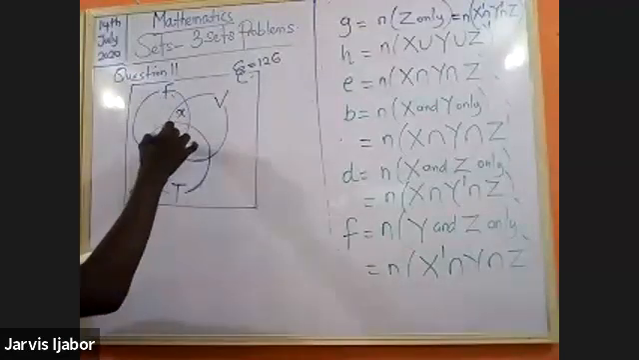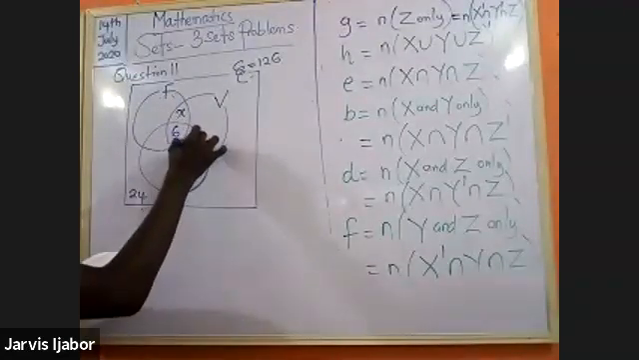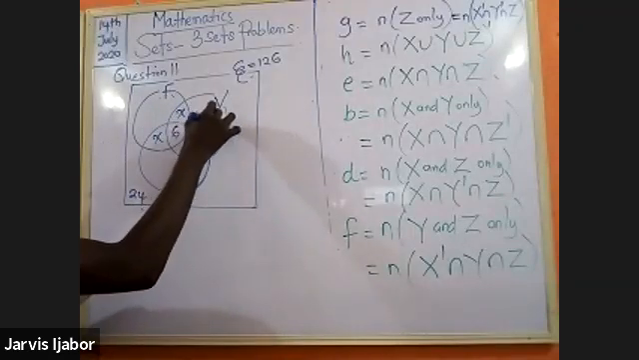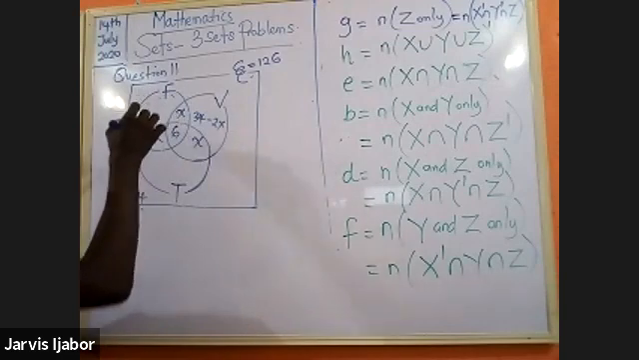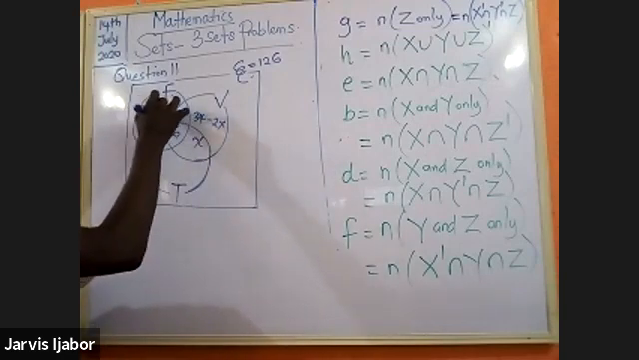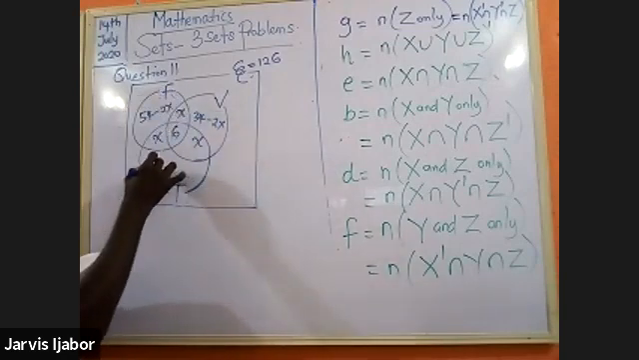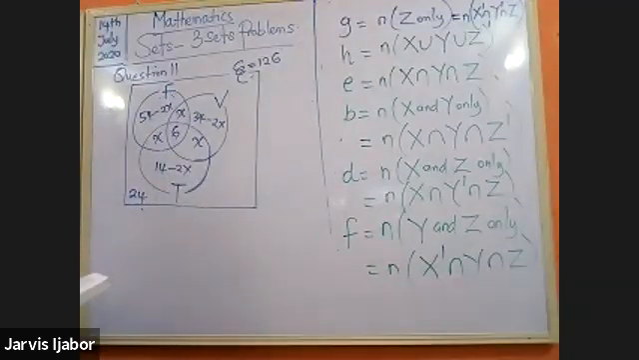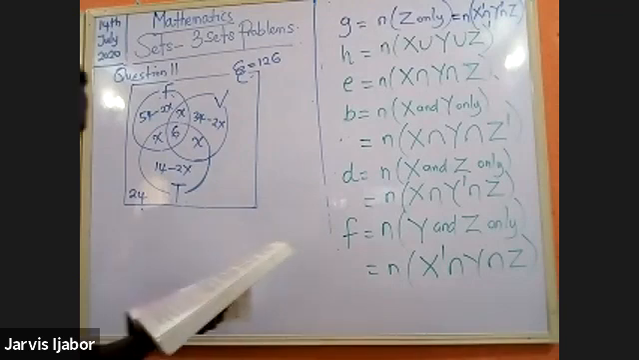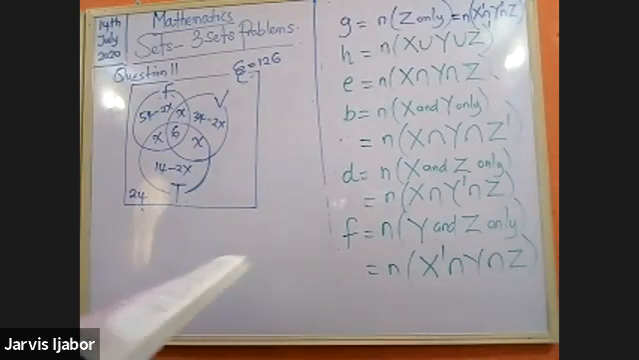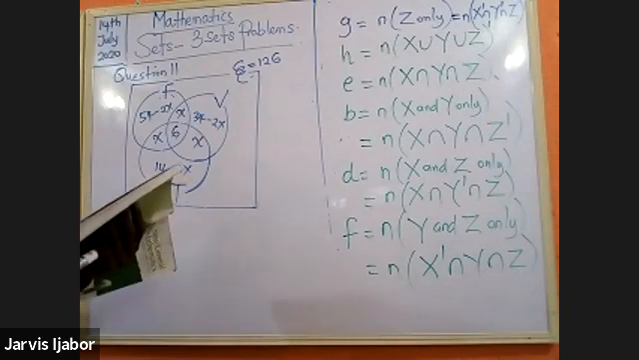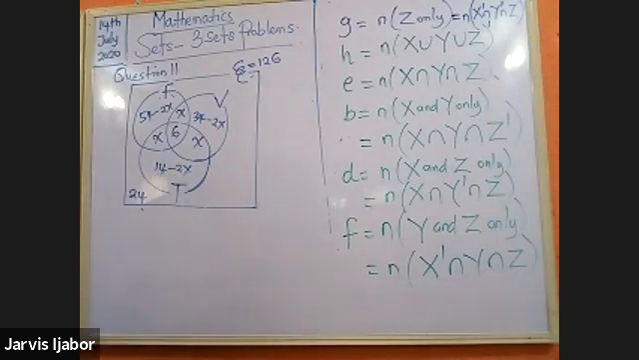X, 6, X, 34 minus 2X, 54 minus 2X, 14 minus 2X. Now, the first question says, how many students like playing none of the games? None of the games.